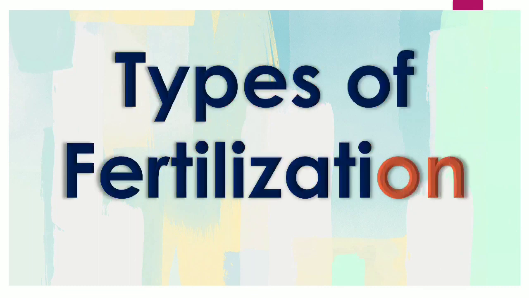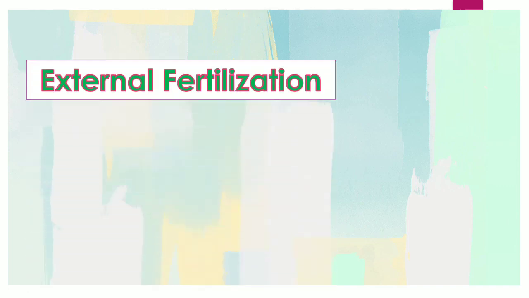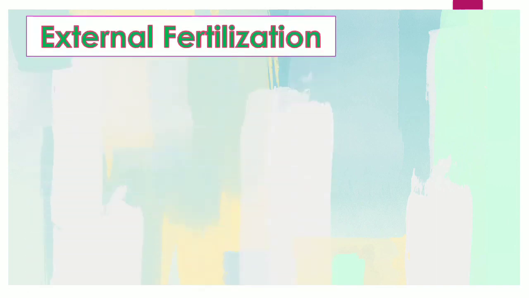The fusion of a sperm and an egg is a process called fertilization. This can occur either inside or outside the body of the female. So we have here the types of fertilization. The first type of fertilization is external fertilization. When we say external, it means outside.